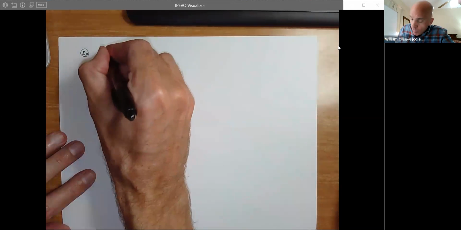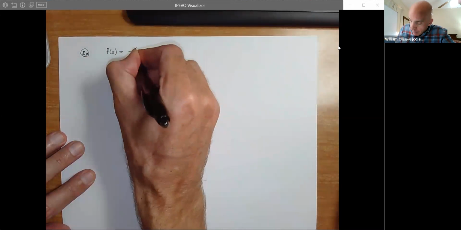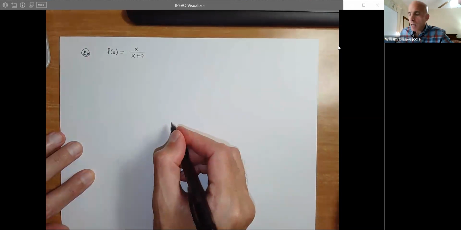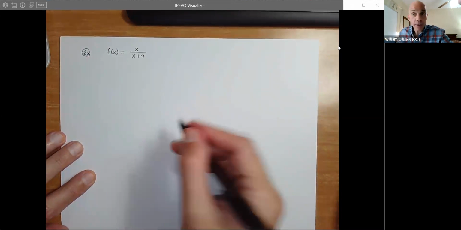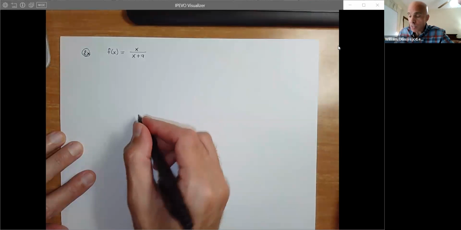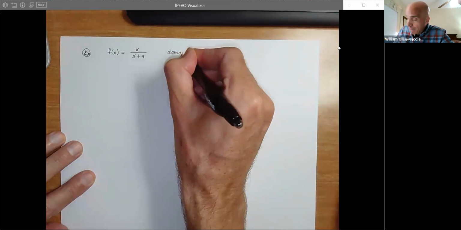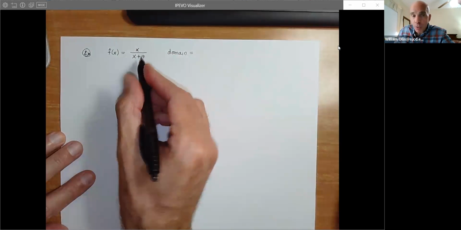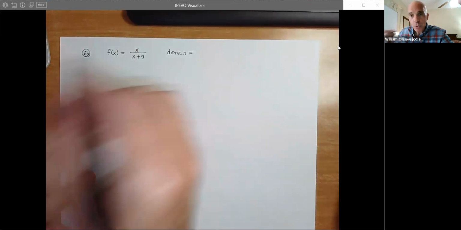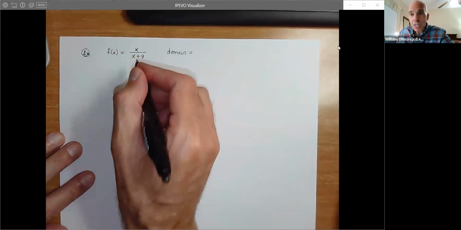So say we start out with a rational function f of x. Just for grins, we know what to do. We can figure out the domain and range because we know how to work with rational functions, especially when the degrees are the same. So just as a quick reminder, the domain would be all real numbers except -9, because of course -9 would cause division by 0.